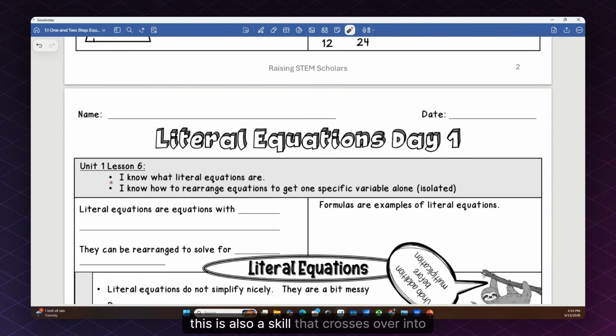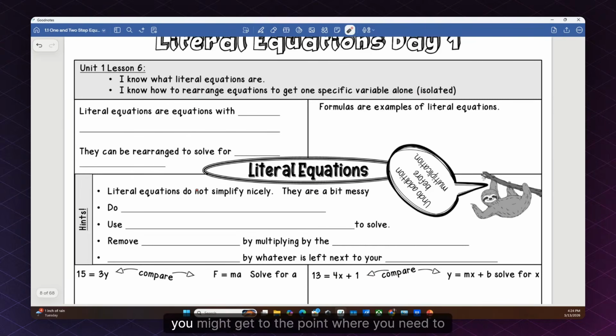This is also a skill that crosses over into science because, especially in physics, you might get to the point where you need to rearrange a literal equation. And so, knowing this skill helps you beyond just math. All right, let's go ahead and write some notes.